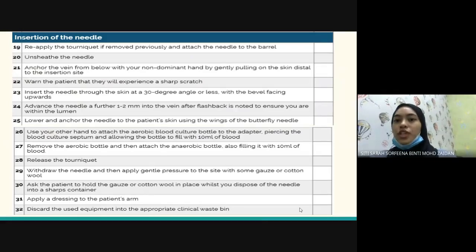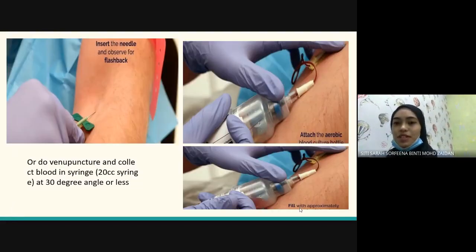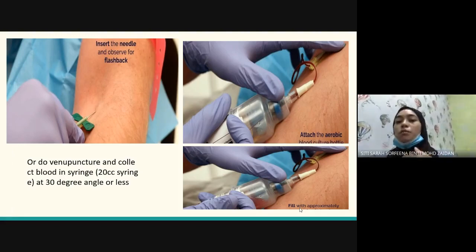Okay, so we need to insert the needle just like the previous injection, which is at less than a 30 degree angle. And then, okay, next. Okay, we have to insert the needle and observe for flashback. This is in their hospital setting, whereby they have the blood sampling device. But for Malaysia, we can take the blood by using a 20 cc syringe at a 30-degree angle or lesser than that.